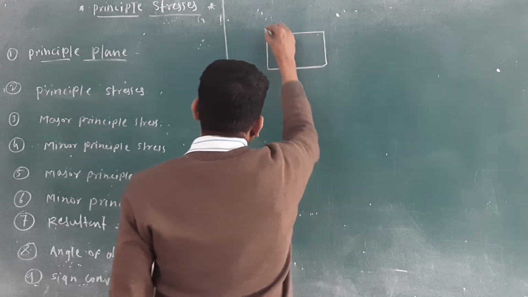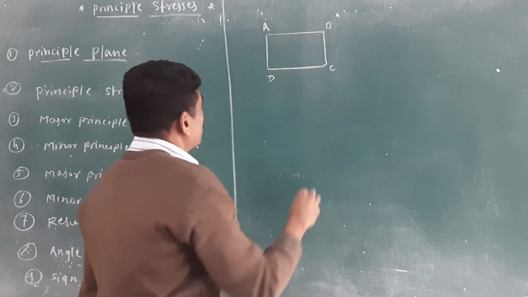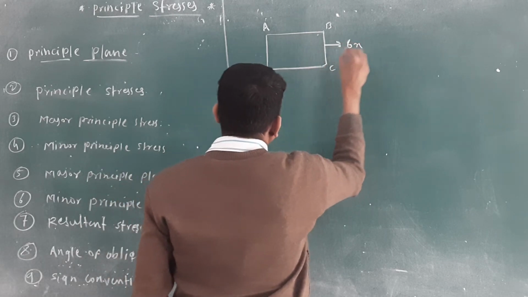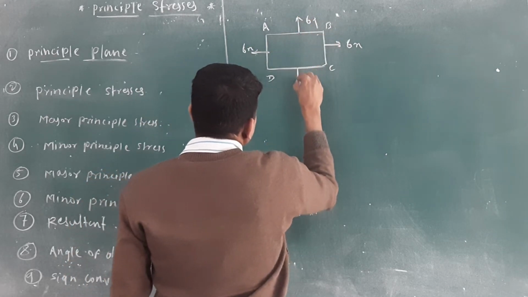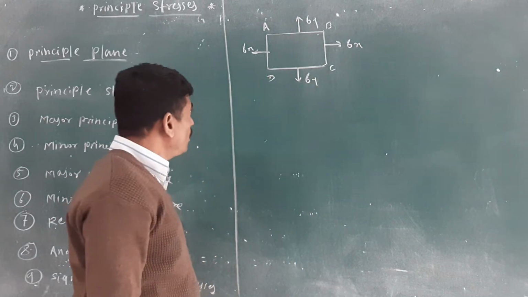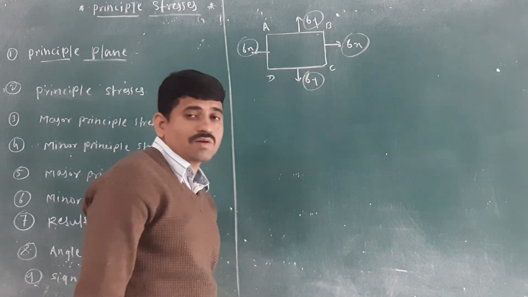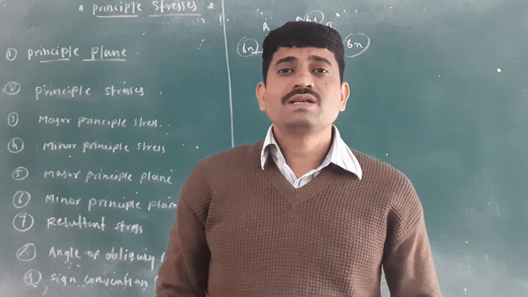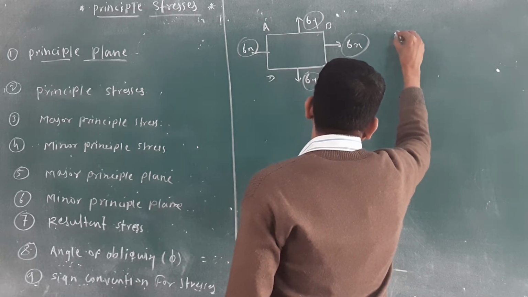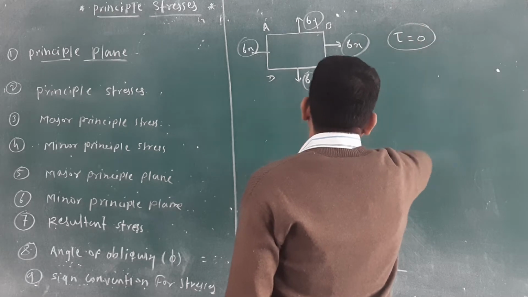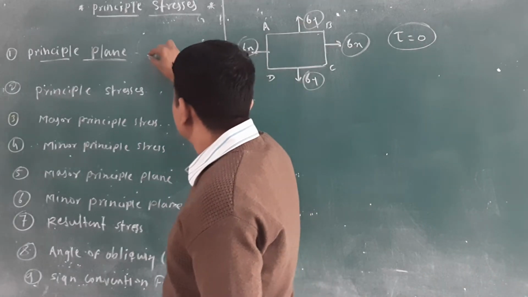See, I will give one example. Consider a rectangular block ABCD. The stress in the x direction is sigma x, tensile or compressive, and in the y direction is sigma y. This type of stresses is called normal stresses. And the shear stress is denoted by tau. This value is 0. There is no shear stress induced. This type of plane is called a principal plane.